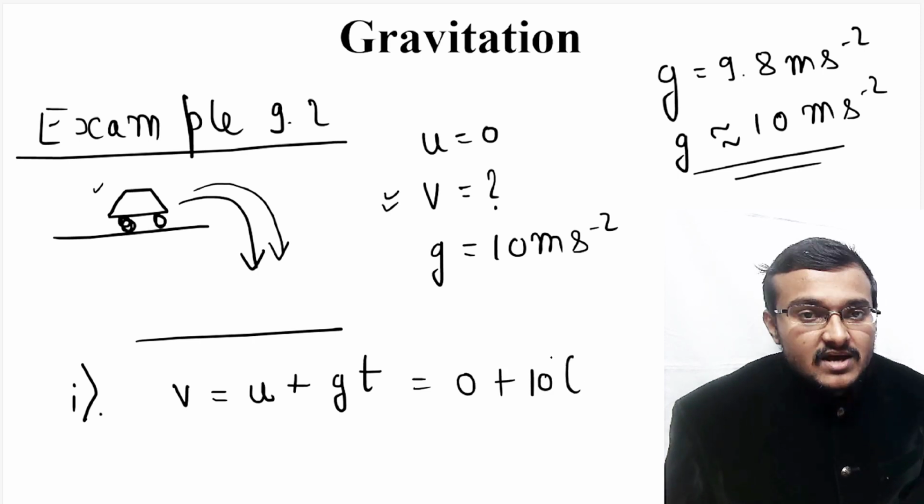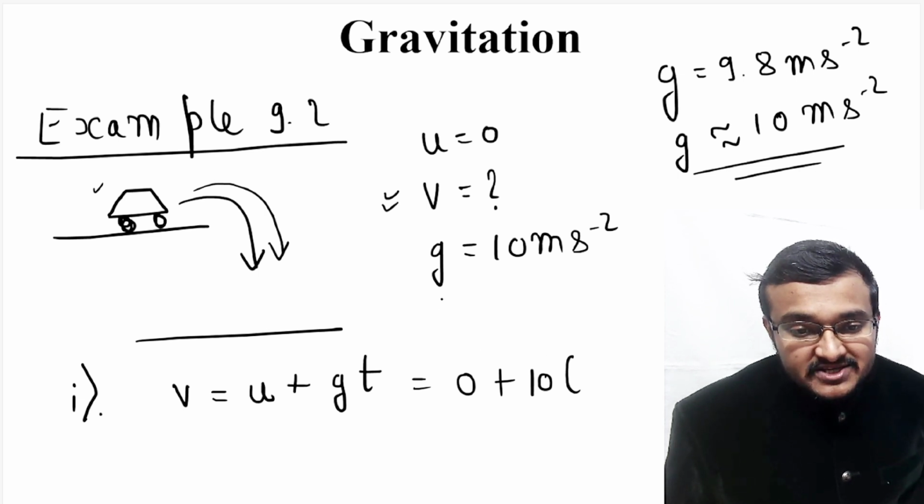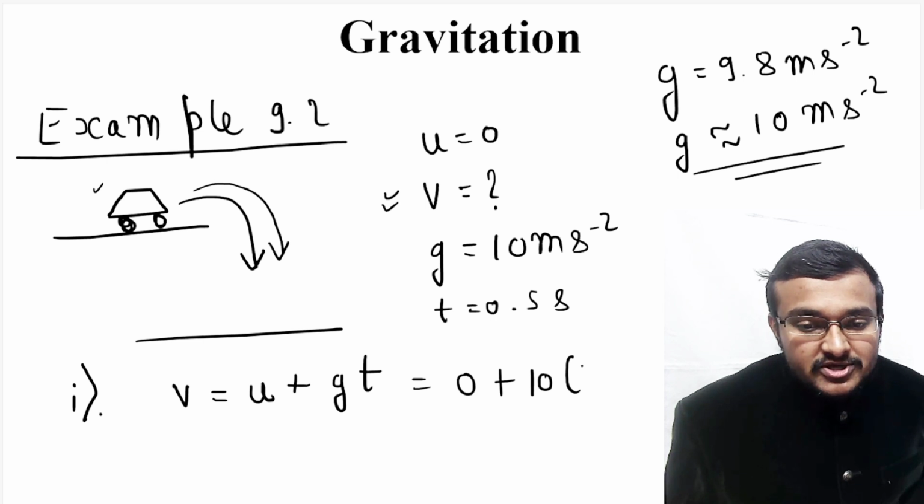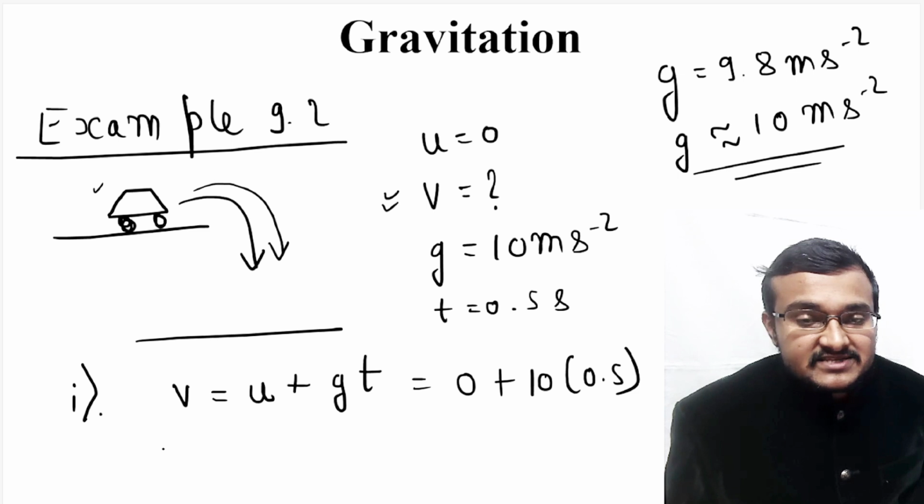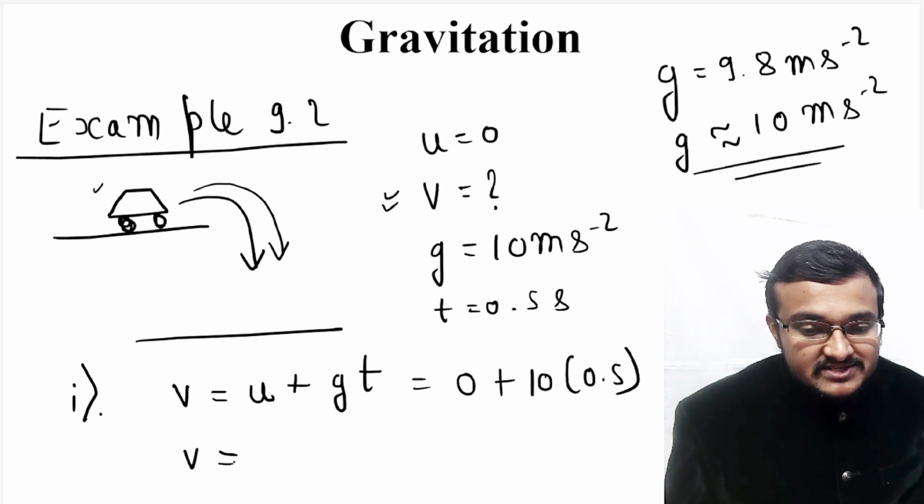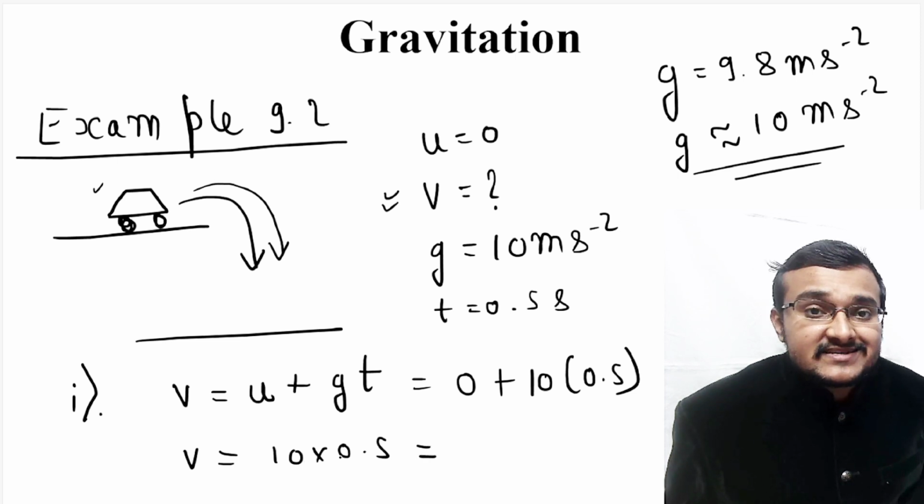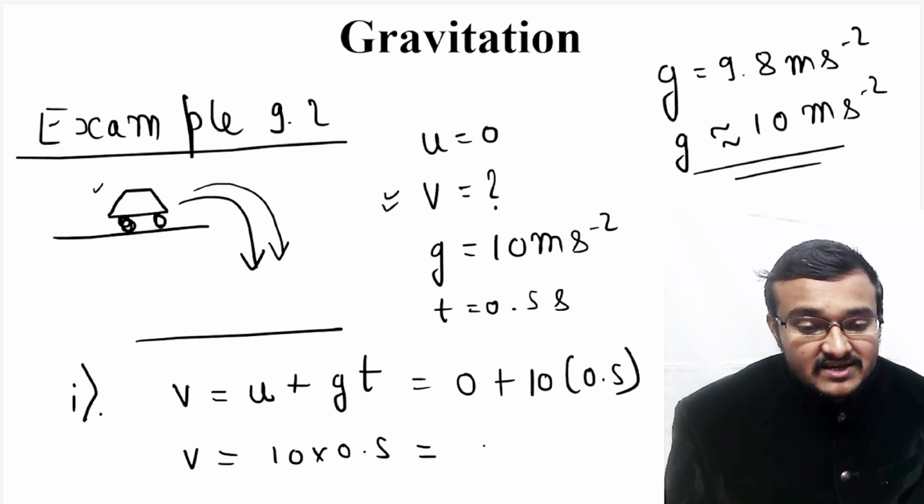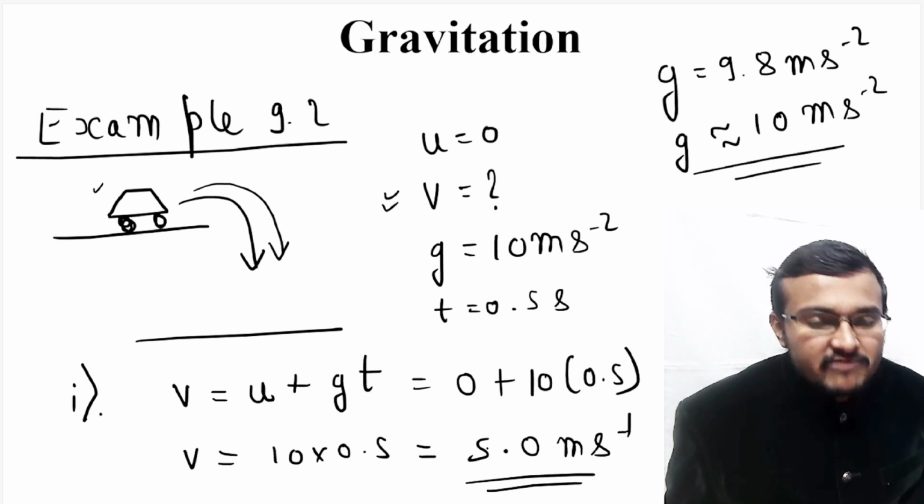Initial velocity was 0, plus what is acceleration due to gravity? That is 10. And one more important thing which they have given in this question is it takes 0.5 seconds to fall to the ground. So here you can substitute 0.5 second in the place of time. Everything is given in SI unit, so directly you can substitute. So 10 into 0.5 is 5, so you can keep 5.0 meter per second. So 5 meter per second will be the final velocity of this car.